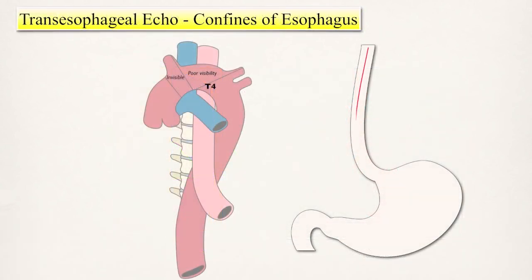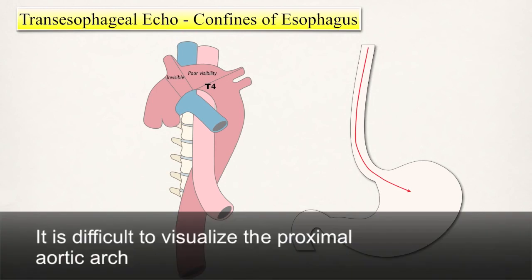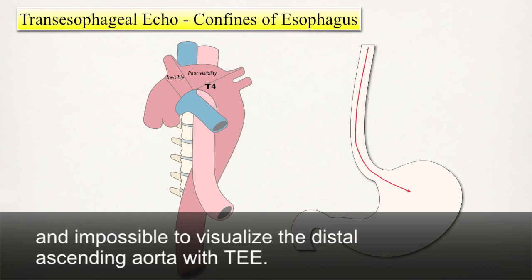The esophagus both provides a conduit to allow close imaging of the heart and also provides limitations to the positions the probe can achieve in relation to the heart. This is further complicated by the fact that some structures of interest, such as the aorta, do not run completely parallel to the esophagus throughout their course. Furthermore, the left main stem bronchus becomes interposed between the aorta and esophagus in the aortic arch. Since it is filled with air, which conducts ultrasound poorly, it is difficult to visualize the proximal aortic arch and impossible to visualize the distal ascending aorta with TEE.